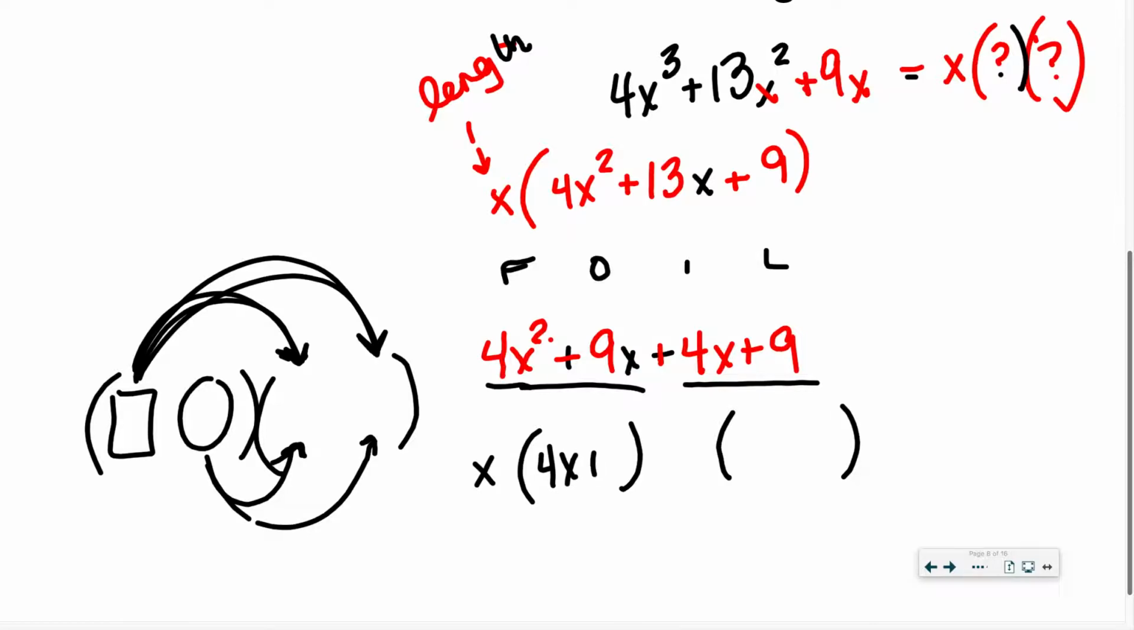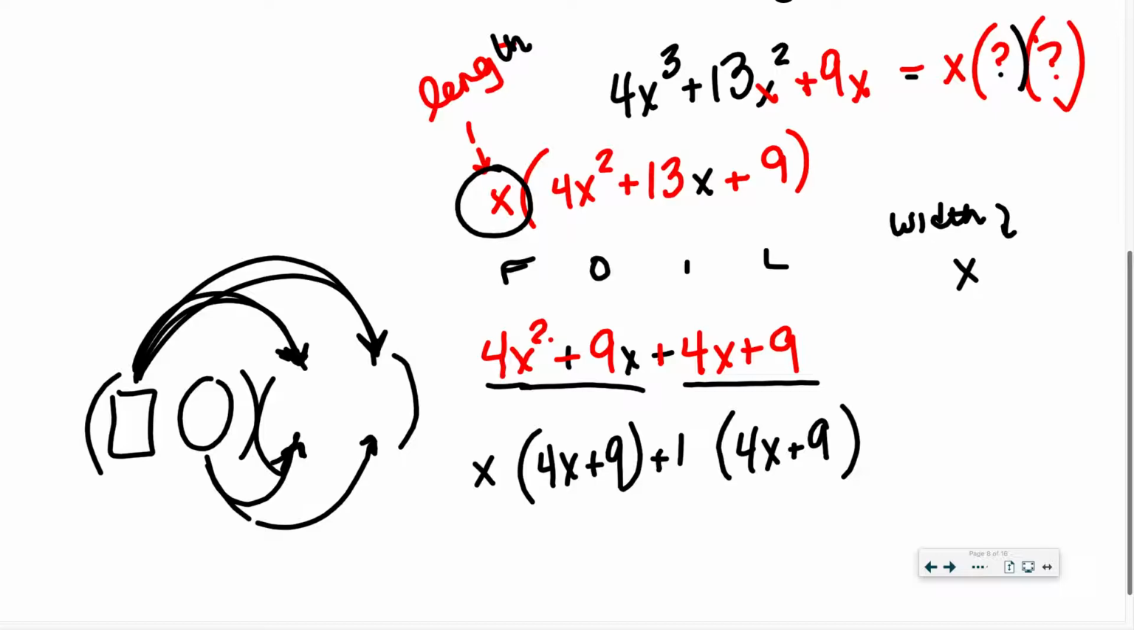4x plus 9. Now I already know that if I multiply 2 times here, I also multiply by the same binomial. This has to be a 4x plus 9. So what can I factor out? Just a positive 1. Which means, yes, my length is x, but what's my width and what's my height? Width could be x plus 1, and your height is 4x, and then the height would have to be 4x plus 9.